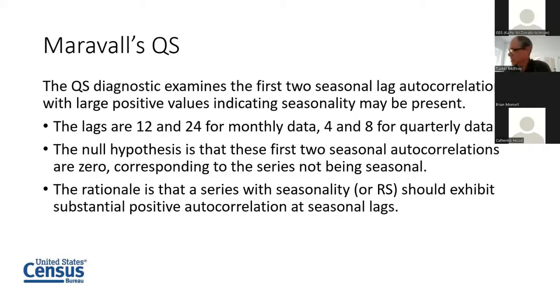Right, so the next one to talk about is the QS. Here we look at the first two seasonal lag autocorrelations, with large positive values indicating seasonality may be present. We focus on lags 12 and 24 for monthly data, 4 and 8 for quarterly. The basic null hypothesis is that the first two seasonal autocorrelations are 0. That would correspond to the series not being seasonal at all. And so the rationale is that if there's no seasonality, you shouldn't really have positive autocorrelation at those lags.